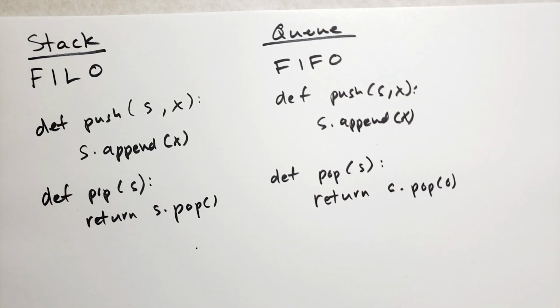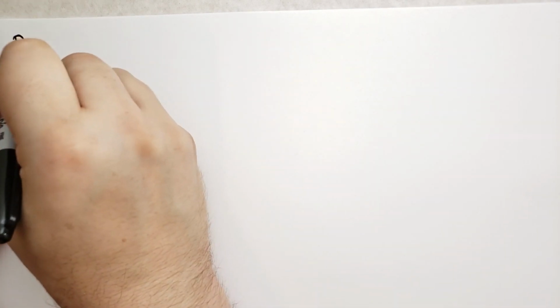They're very common data structures that you'll see used again and again and again. Let's talk about byte arrays.